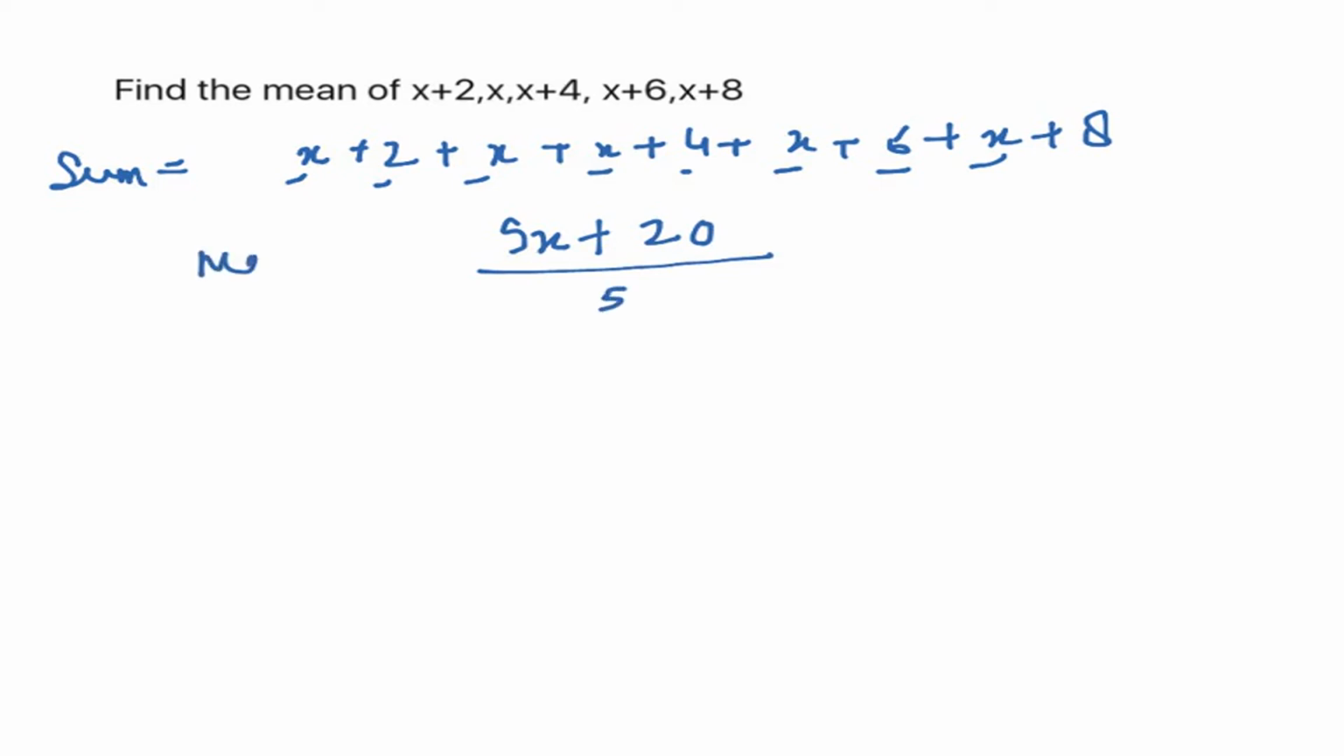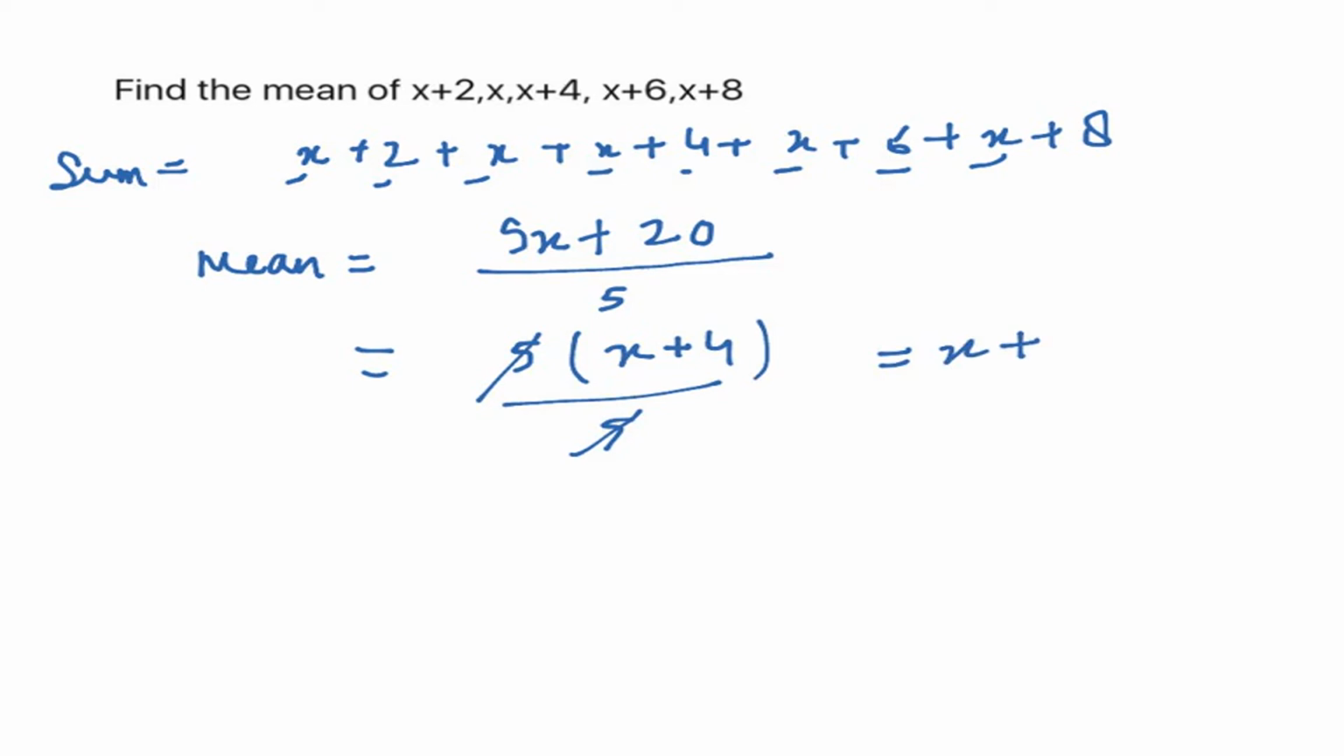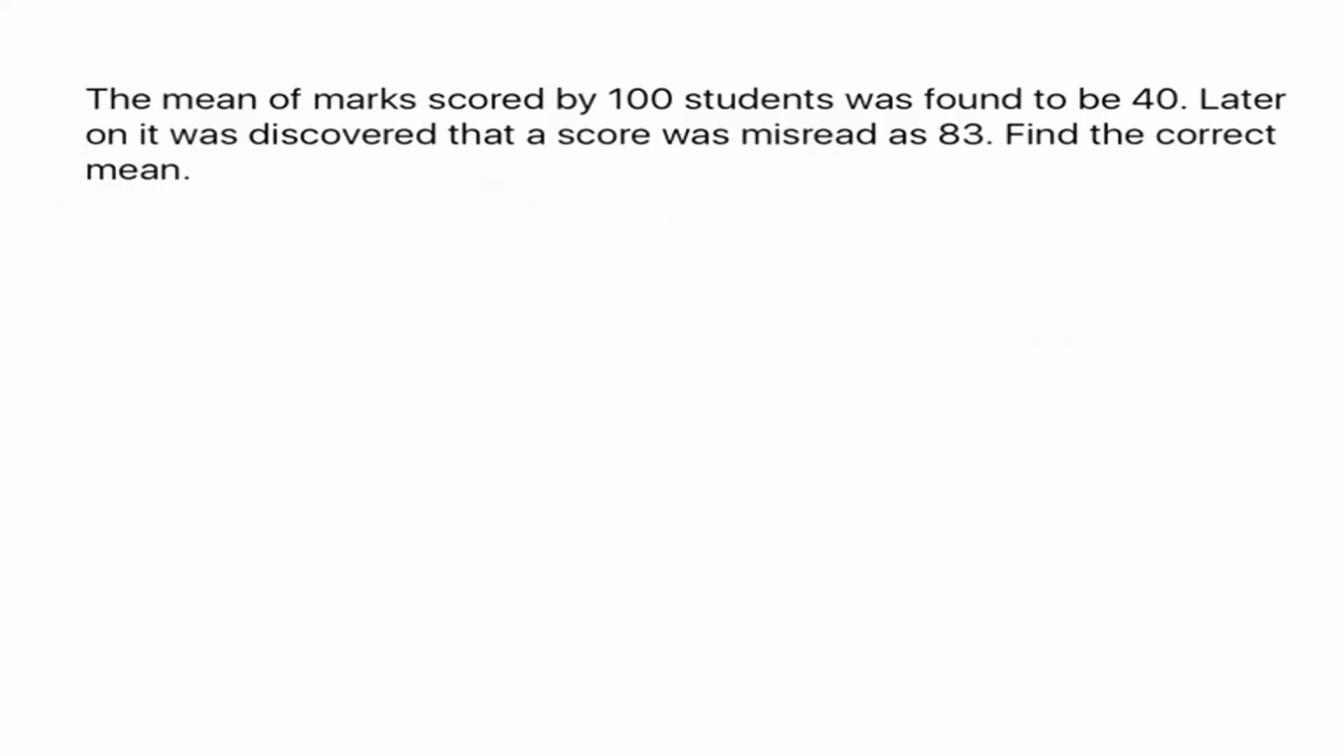So it means mean will be sum divided by number. From the numerator we can take 5 as a common factor from both the terms. So we will get x plus 4 inside, and we will divide it by 5. 5 divided by 5 will be 1. So we will get the mean as x plus 4.